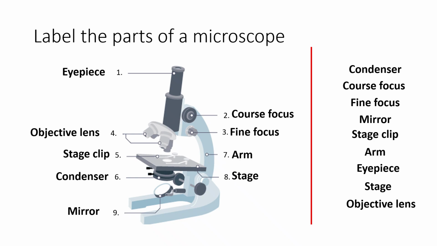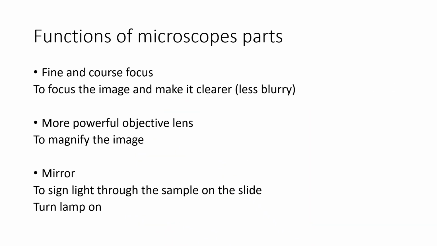And there's only certain ones that are going to appear on the exam. So the most obvious ones to appear on the exam are things talking about the focus, things talking about the objective lens, things talking about the mirror and condenser, which controls brightness of light, and possibly the stage clips to hold the actual slide in place. But they're the most likely questions you're going to be asked about. So what are they actually going to ask you?